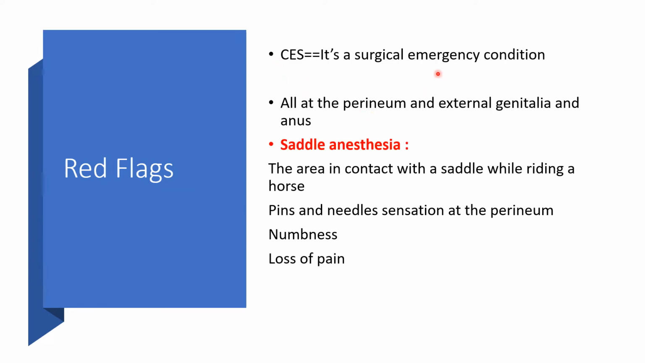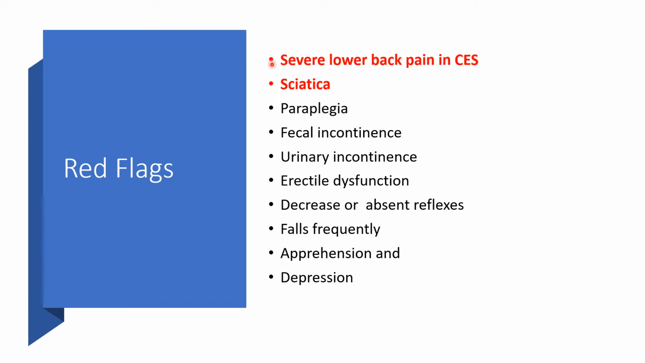Now, it is a surgical emergency, affecting the perineum and external genitalia, including the anus. There will be saddle anesthesia, meaning the area in contact with a saddle while you are riding a horse. Then there will be a sensation of pins and needles at the perineum, including numbness and loss of pain. The lower back pain in Cauda Equina Syndrome will be very severe.